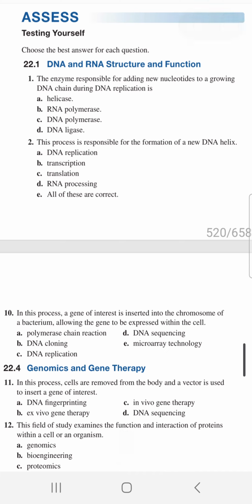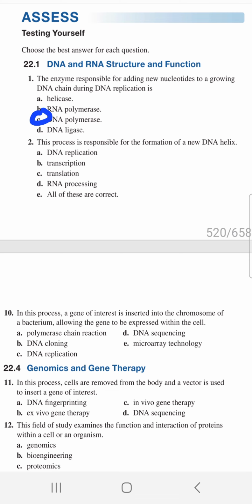Question number 1. The enzyme responsible for adding new nucleotides to a growing DNA chain during DNA replication is DNA polymerase, kind of like the construction worker. It is the one that adds the nucleotides to the growing strand.